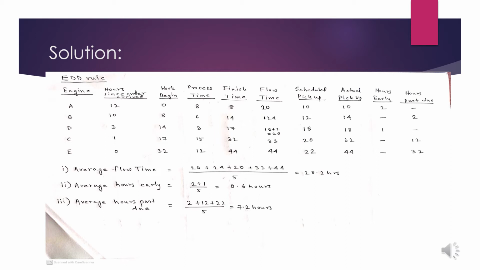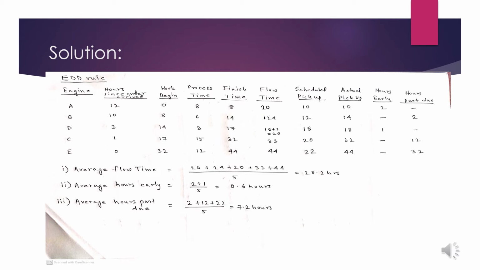For engine C, the scheduled pickup is 20, but the work has actually been finished at 32. So the actual pickup time will also be 32, which gives hours past due of 12. Coming back to E, the scheduled pickup of E is 22, the finish time is 44, and the actual pickup will also be 44, so the hours past due will be 32.